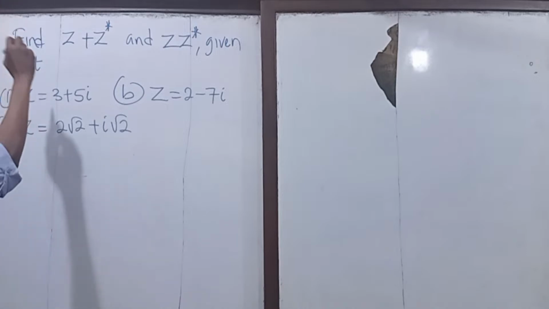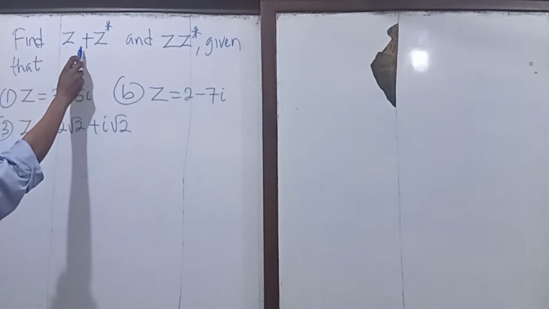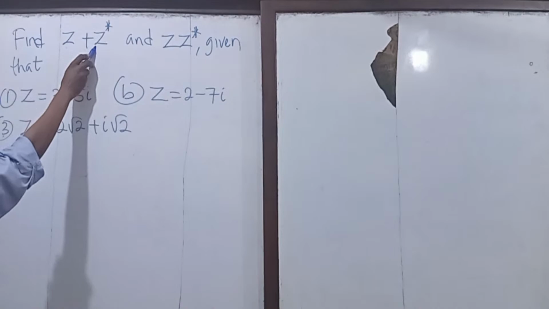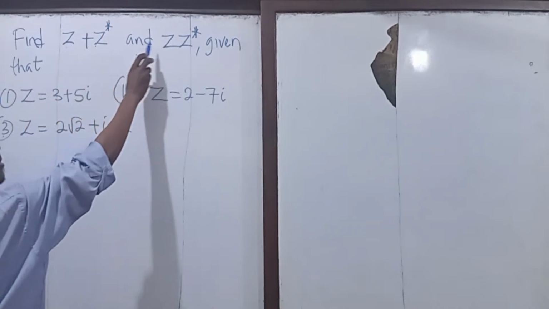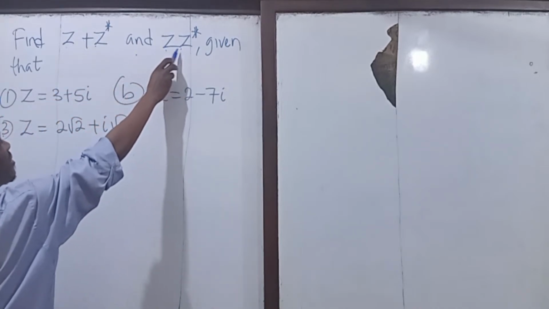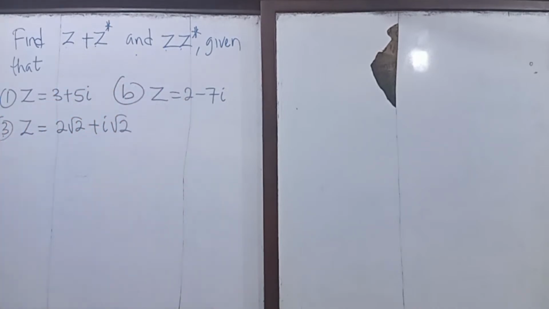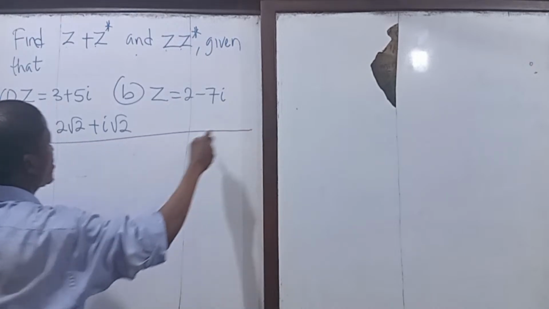This one also, do the same thing, just reverse the sign. We are told to find z plus its conjugate and z times its conjugate. So given that z equal to 3 plus 5i. Okay, so for the first one, let's see the solution to that.